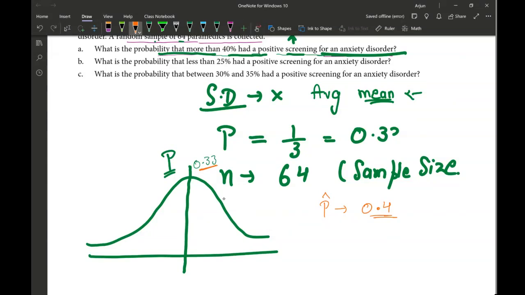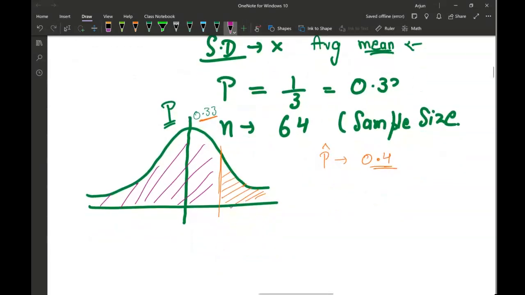Now 0.4 will be on the right side, and it says more than 40%. So this is the section I'm looking for. First of all, I'll find the probability corresponding to this section, and then 1 minus that will give me the orange section.